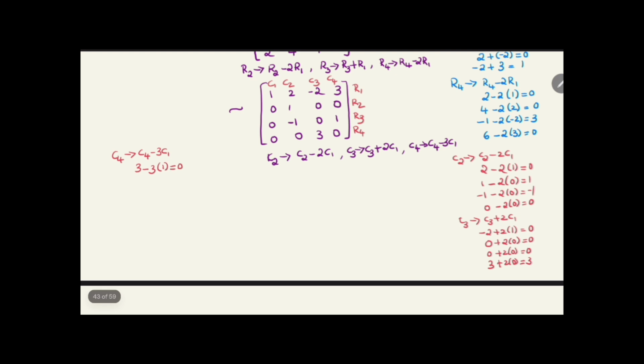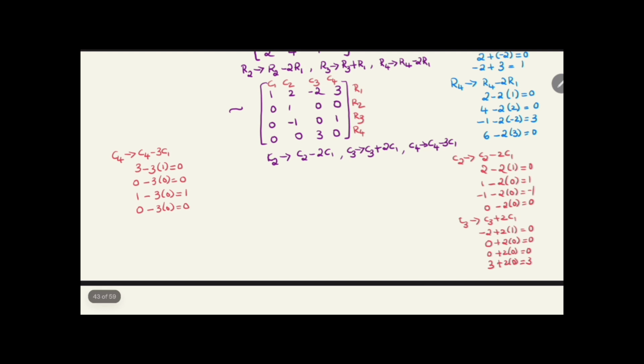What is the second element of C4? 0 minus 3 into 0. It's nothing but 0. Now, what is the third element of C4? 1 minus 3 into 0, which is again 1 minus 0 is 1. Now the last one is 0 minus 3 into 0, which is nothing but 0.